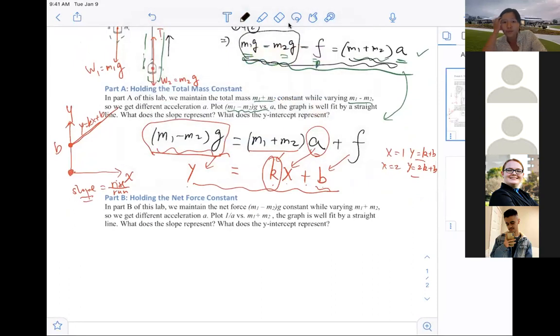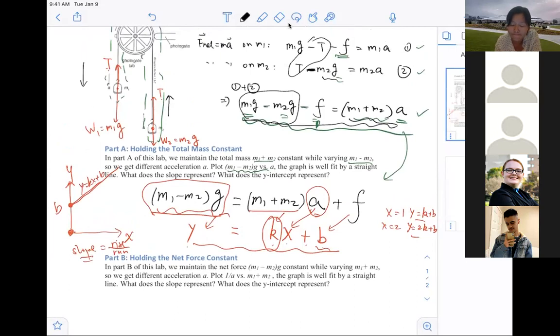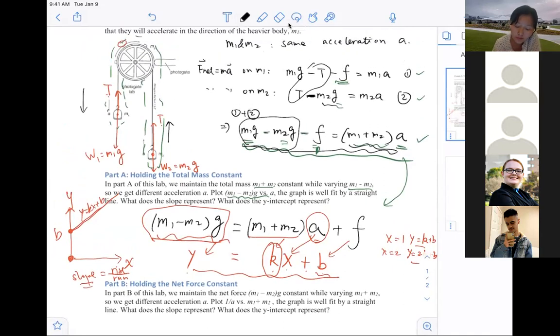Yeah, go ahead. Okay, so when you make the formula, like M1A equals T minus M1G or something like that, how do you decide? Because I was trying to figure this out, and I just made a decision, but I honestly don't know if I was right or not. How do you decide which one to put which way? Because one of them you put as tension minus mass one times gravity, and the other one you put the other way around.